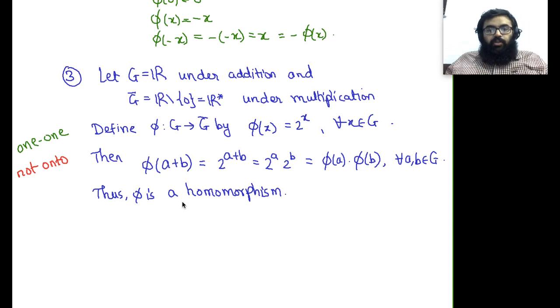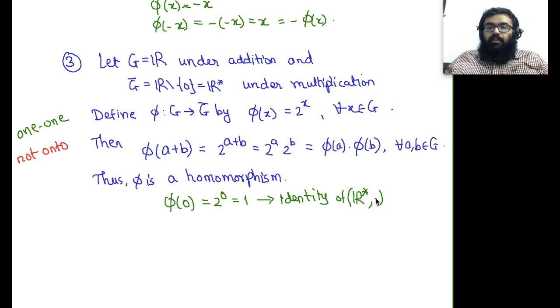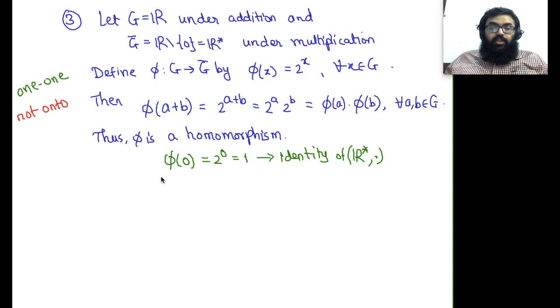And we are also observing what is phi of e. Here e means the identity of R with addition, which is 0. So phi of e is 2 raised to 0, which is 1, and you can say that this is the identity of R star with multiplication. And phi of x is 2 raised to x.